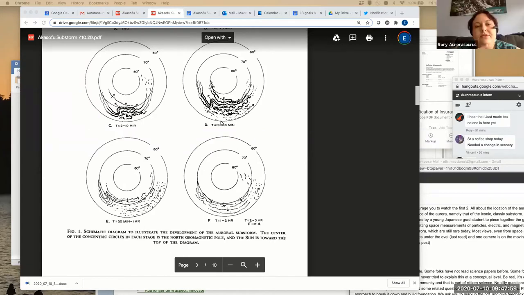So this is sort of the point of Aurorasaurus then, that people who are in the part where this is all happening can then warn the people around them that it's coming. Is that correct? That's one of our goals.